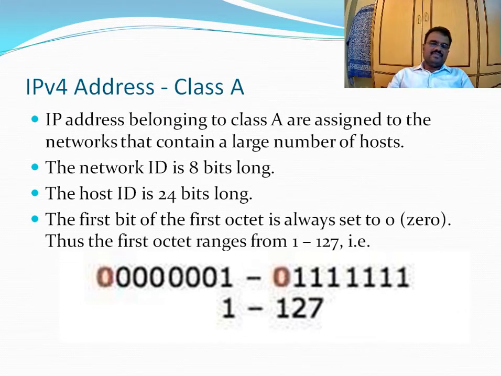So in this, the network ID is 8 bits long and the host ID is 24 bits long. Always the first bit of the first octet is set to 0 like this. Thus the first octet ranges from 1 to 127, because this 0 indicates that it is a class A addressing. So here we have only 7 bits. The minimum number in 7 bits is 1, and the maximum number in the 7 bits is equal to 127.